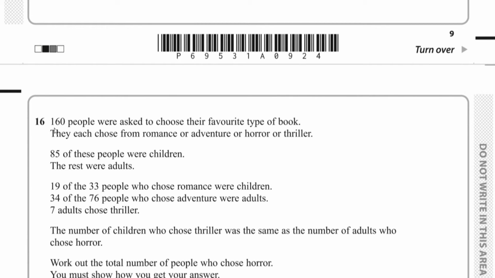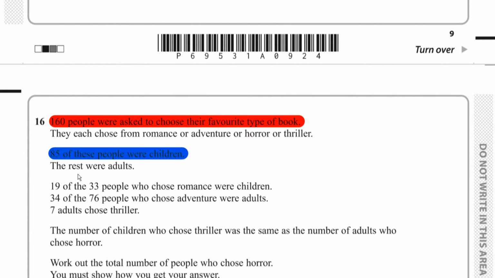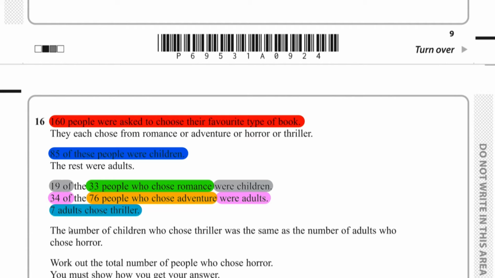Question number 16. 160 people were asked to choose their favourite type of book. They each chose from romance or adventure or horror or thriller. 85 of these people were children, the rest were adults. 19 of the 33 people who chose romance were children. 34 of the 76 people who chose adventure were adults. 7 adults chose thriller. The number of children who chose thriller was the same as the number of adults who chose horror. You have to work out the total number of people who chose horror. You must show how you get your answer.